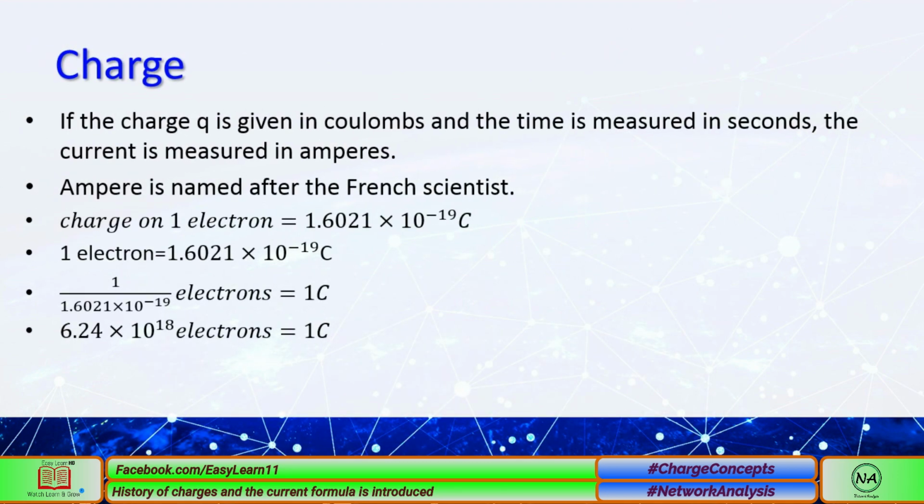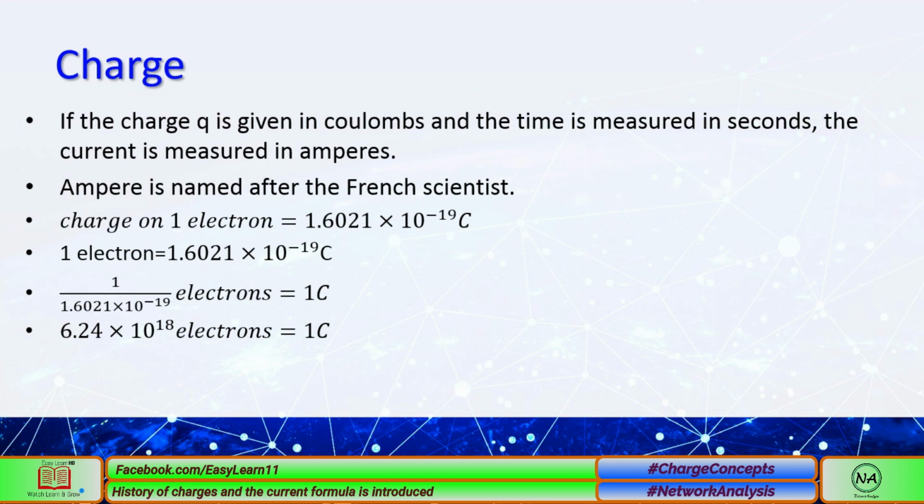So let's go toward some mathematical calculation, and before this let's give some credit to the French scientist Ampere, who is often called the father of electrodynamics and founder of the science of classical electromagnetism. He was basically a French mathematician and physicist. So on his name we measure the current in amperes.